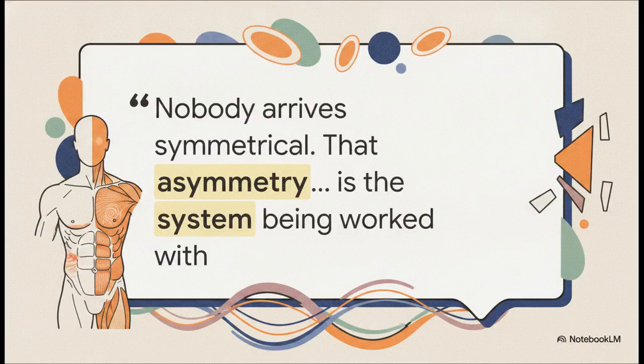Before we get into the nuts and bolts, we've got to clear up a massive misconception. Standard stretching assumes your body is perfectly symmetrical, and it builds its techniques around that ideal. But nobody arrives symmetrical. We all have a dominant side, a history of old injuries, quirky movement habits. That asymmetry isn't a glitch. It literally is the system we're working with. Any stretching approach that assumes a perfectly idealized symmetrical baseline is structurally wrong before you've even taken your first breath.